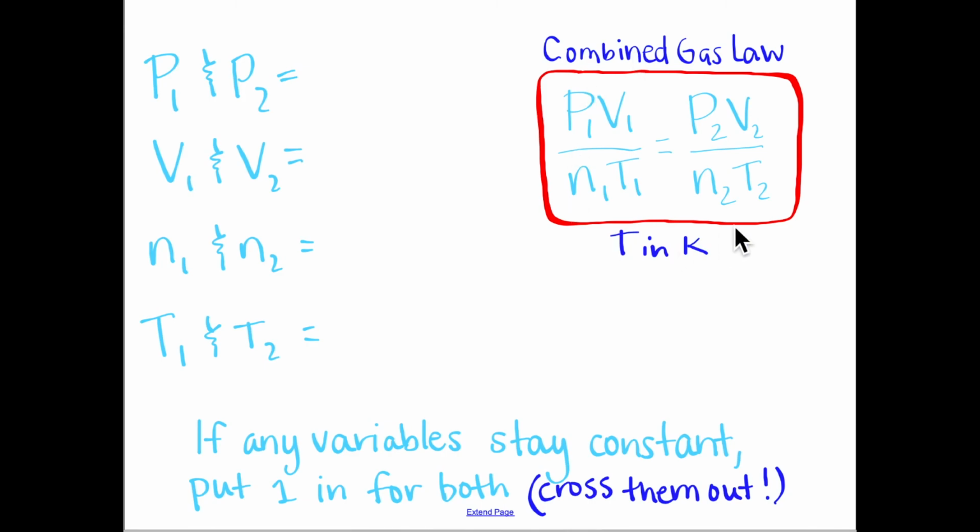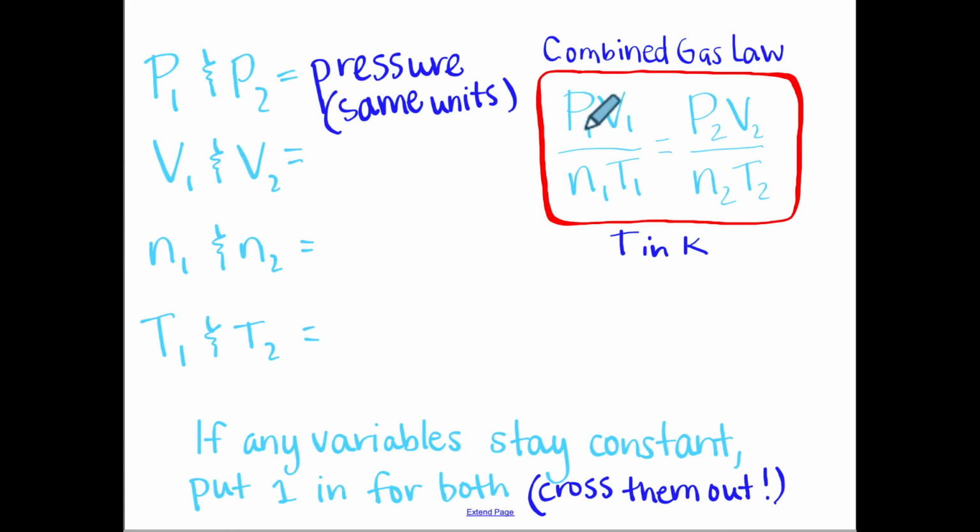This is the combined gas law. P1 and P2 both stand for pressure. There's no specific units that you have to have, but they have to be the same. If you put atmospheres in for P1, you have to put atmospheres in for P2. The same with V1 and V2. Volume for the combined gas law can be in milliliters or liters, but you have to have the same volume for V1 as you have for V2. N1 and N2 both stand for moles.